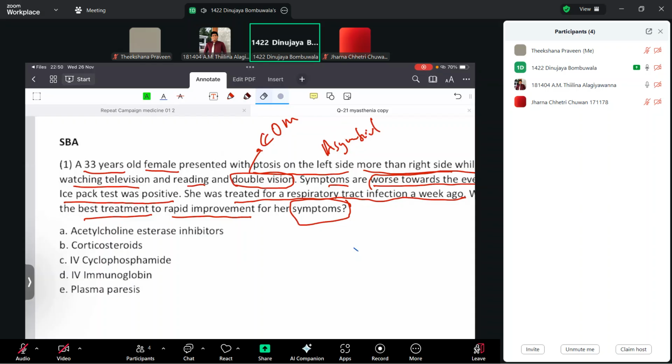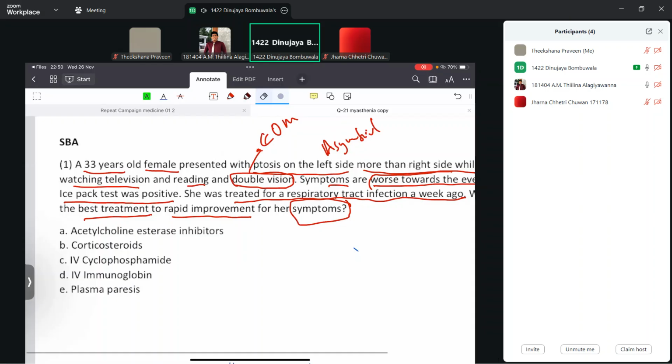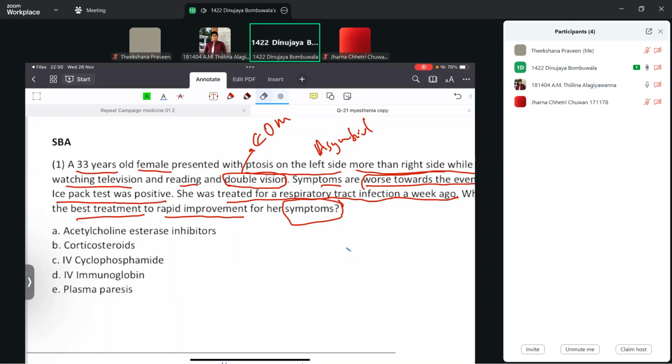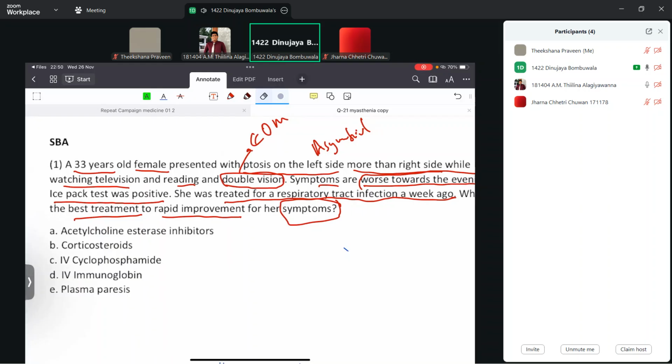So next one we want to know about is the treatment. There are two aspects of treatment: symptomatic and etiological treatment. Symptomatic treatment, we are treating only to improve the symptoms. For etiological treatment, there is an autoimmune process, so we have to reduce the autoimmune antibody formation. So we have to give immunosuppressants.